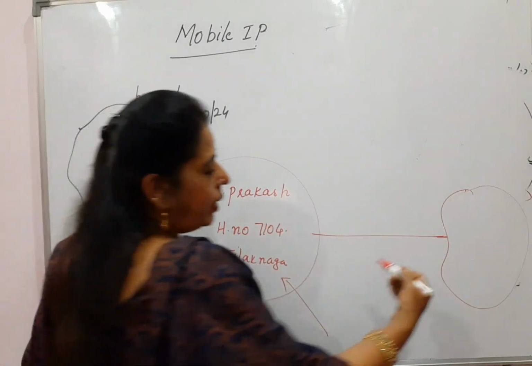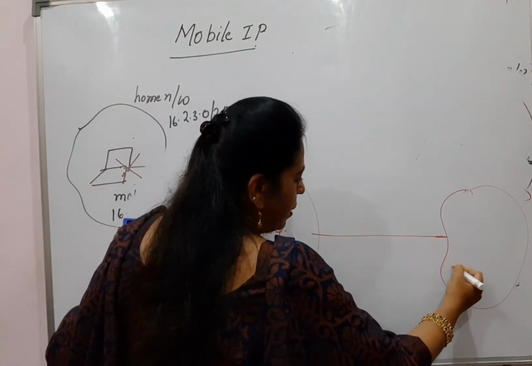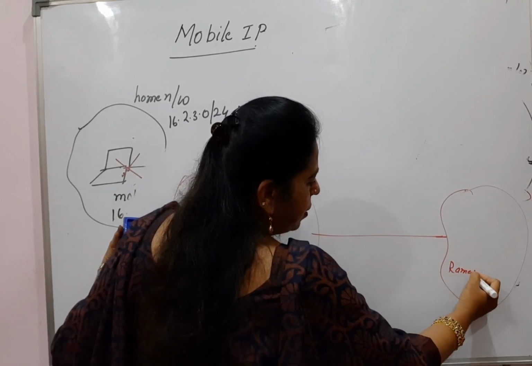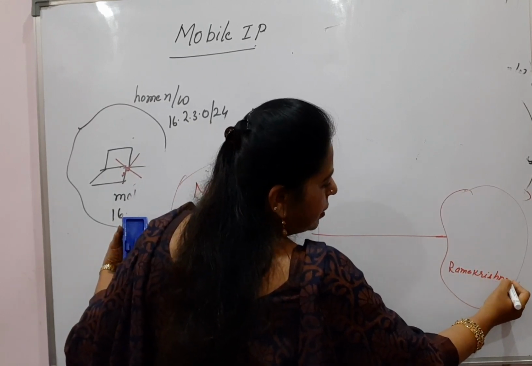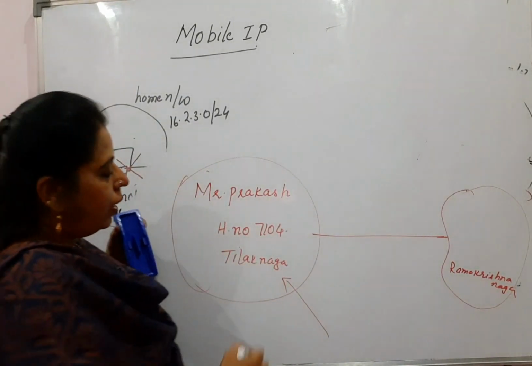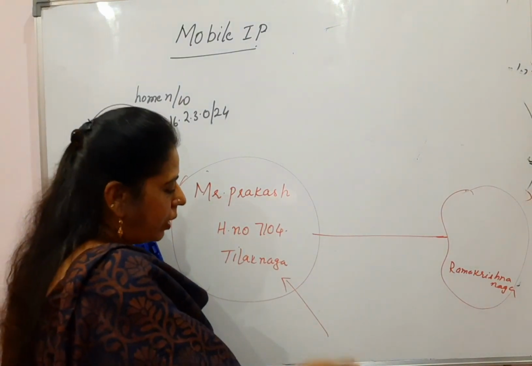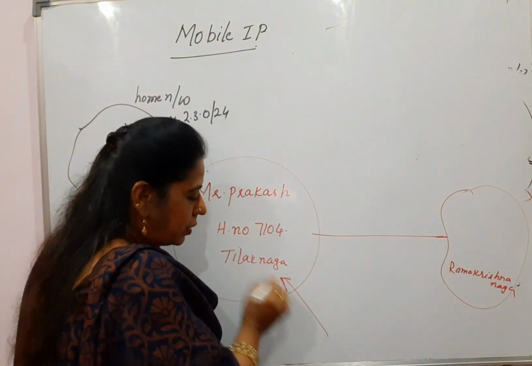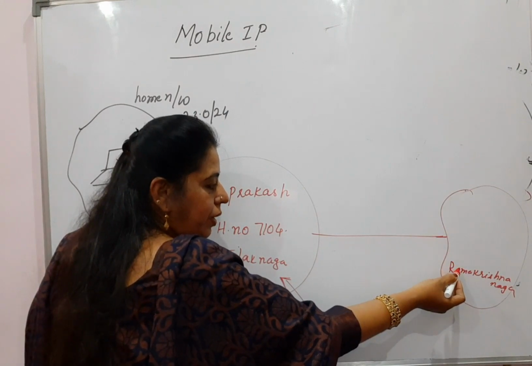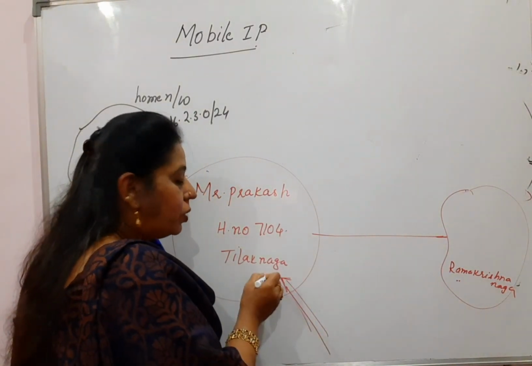Now he got shifted to some other area, say Ramakrishna Nagar. He is now in Ramakrishna Nagar; earlier he was in Tilak Nagar. Tilak Nagar is the permanent address of Mr. Prakash. So earlier, whatever correspondence he was receiving was for this address only. Since he has moved temporarily to this new address, still all the letters come to the old address only.